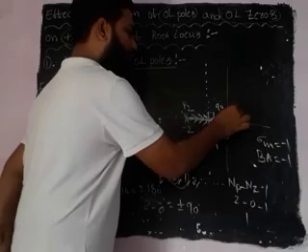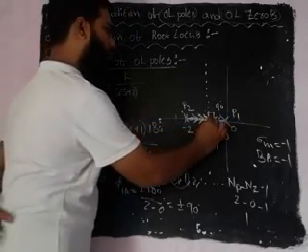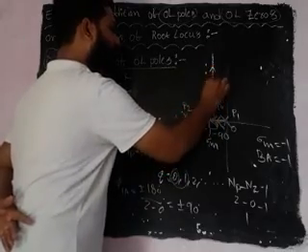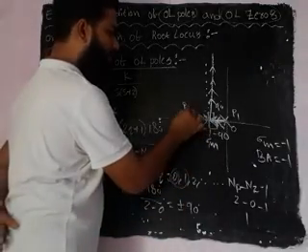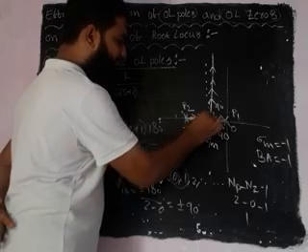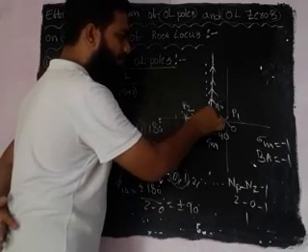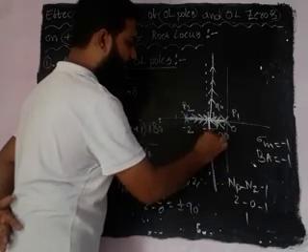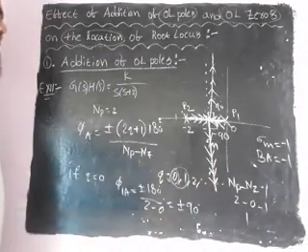That means the root locus starts from this pole P1 and moves towards this direction, reaching infinity at a 90 degree angle. This is the direction of the root locus. Similarly, the root locus branch starts from this pole P2 and moves along the horizon up to the breakaway point. After that it diverges like this and reaches infinity in this direction.